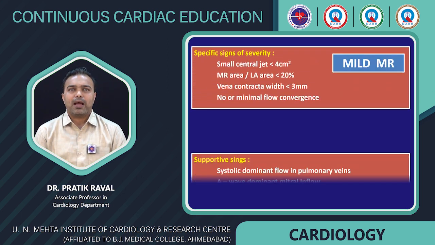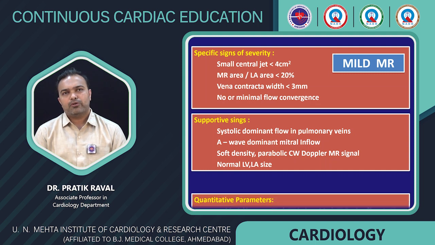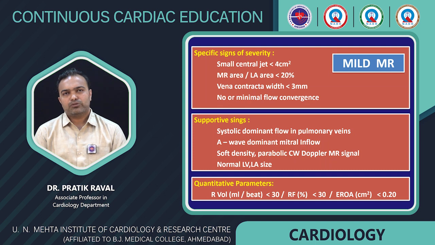In patients with mild MR, the jet area is usually less than 20% of the total area, vena contracta is less than 3 mm, and there is minimal or no flow convergence during the regurgitation. There is also systolic dominant flow in the pulmonary vein Doppler signal, and A wave is dominant in the mitral inflow signal. The continuous wave Doppler signal is also very soft and parabolic in shape, and the LA and LV are not dilated.